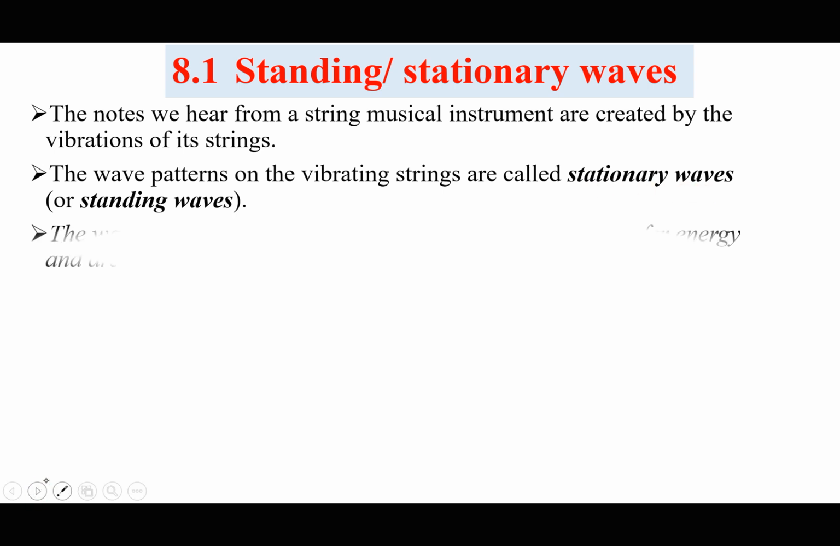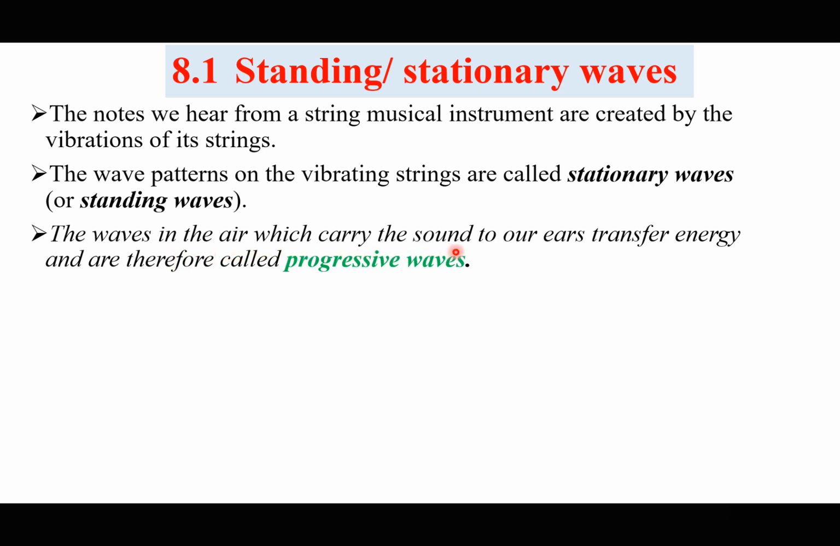The waves in the air which carry the sound to our ears transfer energy and are therefore called progressive waves. In the previous lessons, we mentioned that in a progressive wave, energy is transferred from one point to another, and there was no transfer of matter. We said waves which transfer energy from one point to another are called progressive waves. However, it is from these progressive waves that stationary waves can be produced, and these stationary waves can again produce progressive waves in the surrounding medium of air.